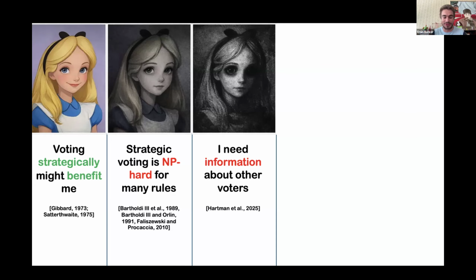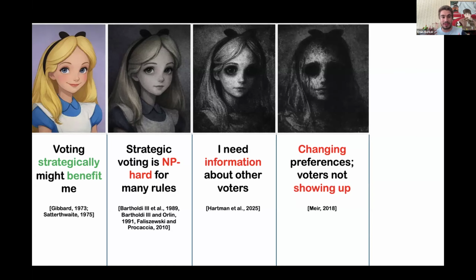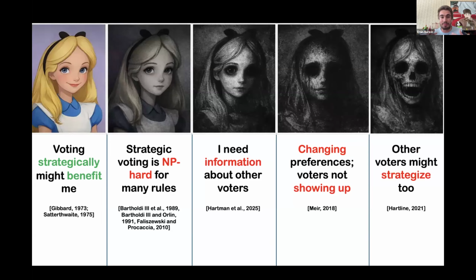Even if she knows the preferences of the other voters, there might be other forms of uncertainty, such as people's preferences changing rapidly or people not knowing who will actually show up to vote in the election. And worst of all, she's really scared that other people might be strategizing themselves. As a result, the information that she has on these voters might be cleverly handpicked in order to exploit Alice. And so she's now really scared about this idea of manipulating.